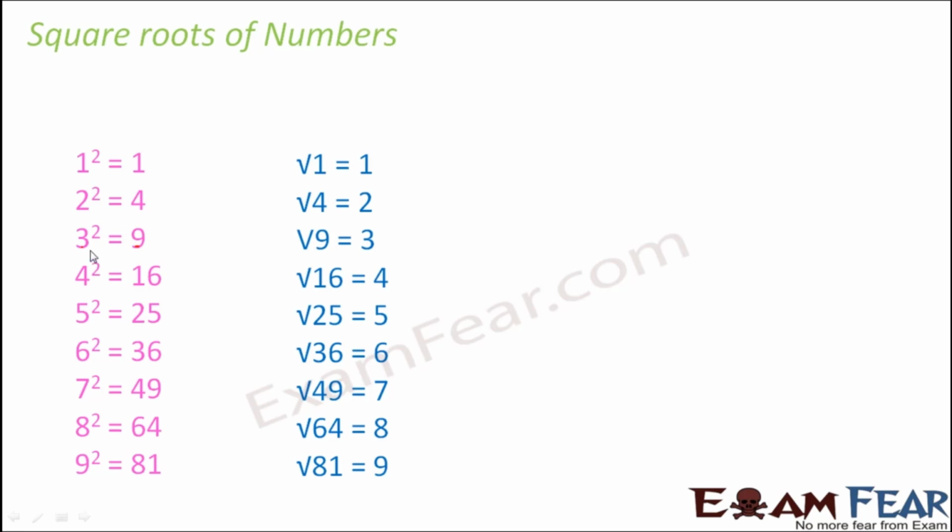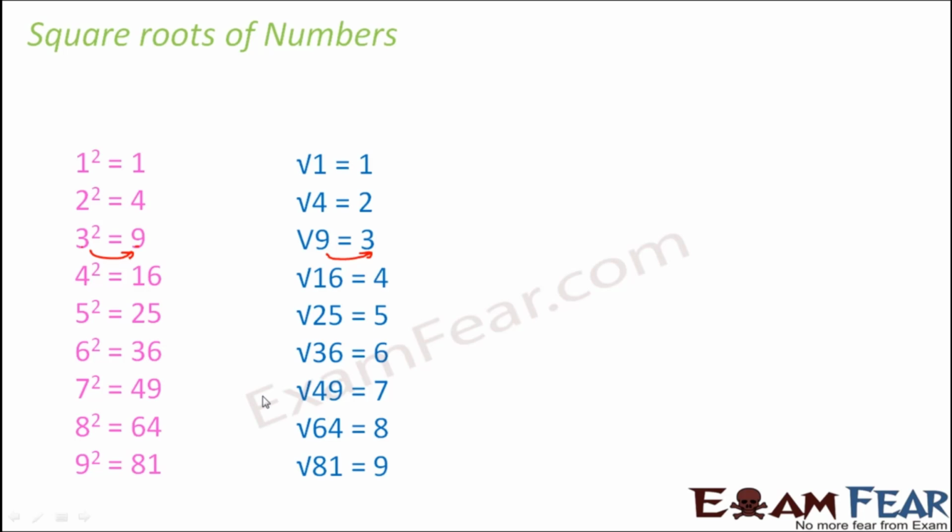Similarly, to get 9 from 3, we square 3. But to get 3 from 9, we take the square root of 9. So you see, they are just inverse functions. So if 4 square is 16, that means square root of 16 is equal to 4. And in a similar way, we can find out the square root of the first few perfect squares.